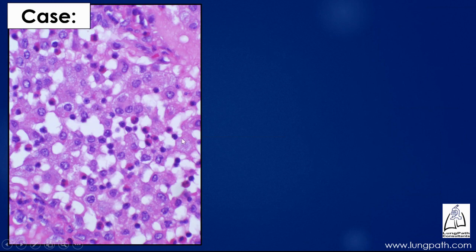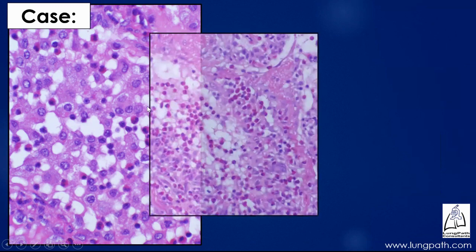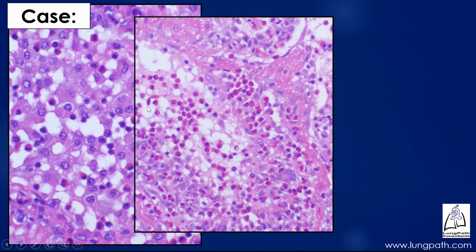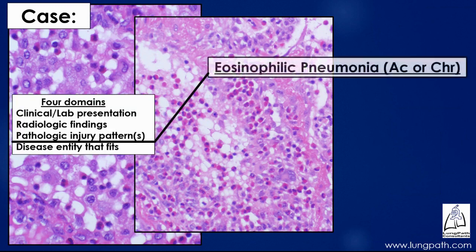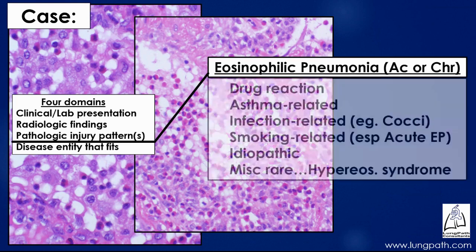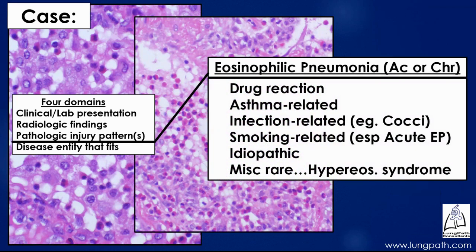Now, we've got five eosinophils in a cluster there. We look around, we see more eosinophils. So all of a sudden, we've gone from a case that has a few macrophages, which is a very common thing, to a case that has lots of eosinophils, and we're back to our eosinophilic pneumonia pathologic pattern and the various things that can cause eosinophilic pneumonia, and I list them again here in your differential for a case of eosinophilic pneumonia.